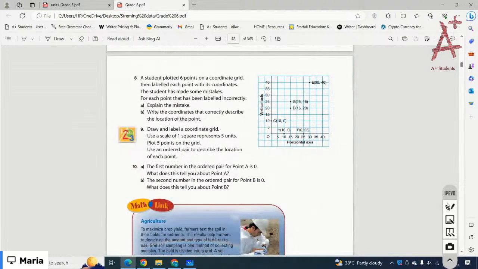A student plotted 6 points on the coordinate grid, then labeled each point with its coordinates. The student has made some mistakes. For each point that has been labeled incorrectly, explain the mistake and write the coordinates that correctly describe the location.